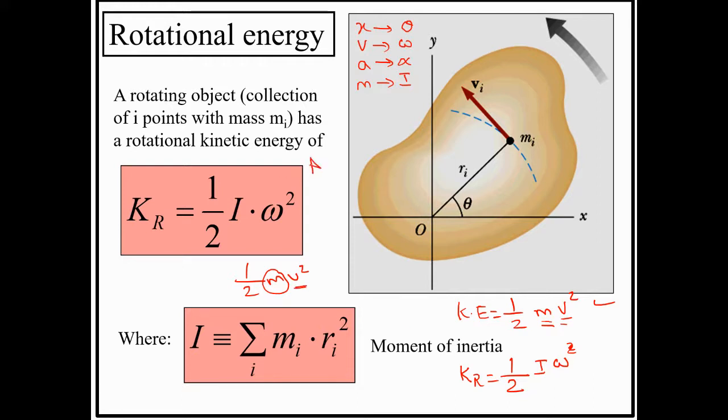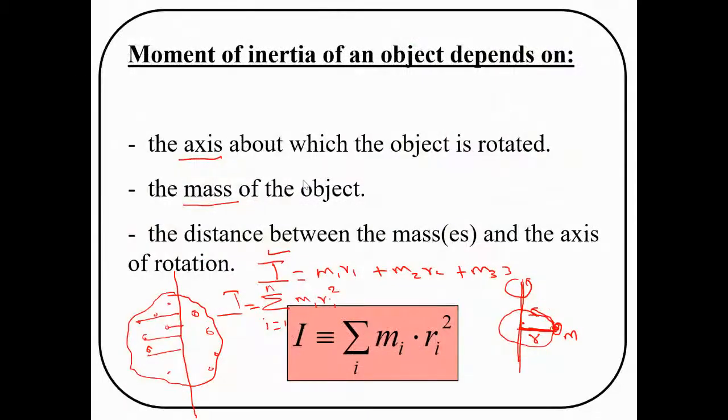About the second equation, here I is nothing but our moment of inertia. Moment of inertia is nothing but mass multiplied by its radius square.